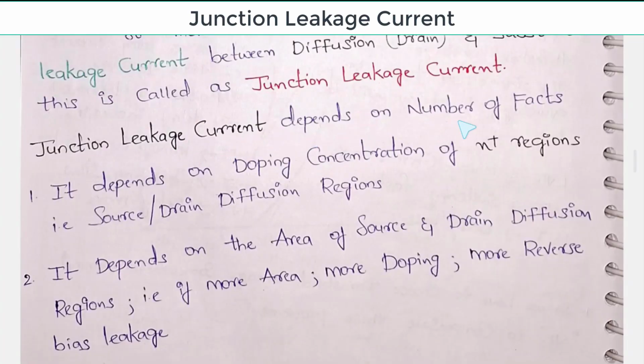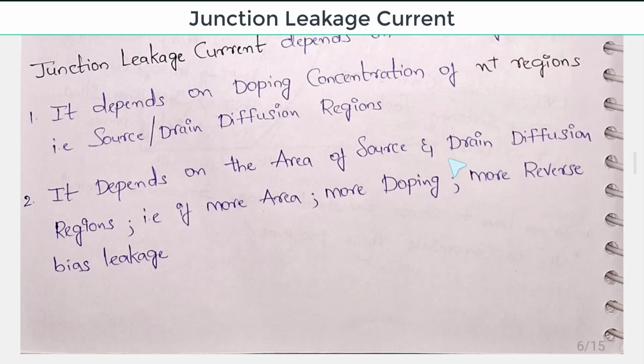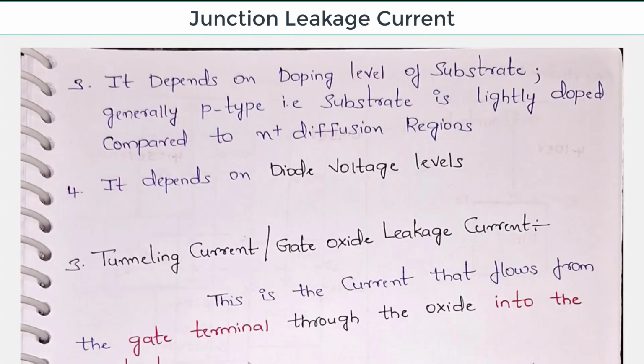Junction leakage current depends on a number of factors. It depends upon the doping concentration of the N plus region, that is the source or drain diffusion regions. Doping is nothing but adding of impurities. It depends on the area of the source and drain diffusion regions: more area, more doping and more reverse bias leakage. It depends on the doping level of the substrate. Generally the P-type substrate is lightly doped compared to the N plus regions. It depends upon diode voltage levels.